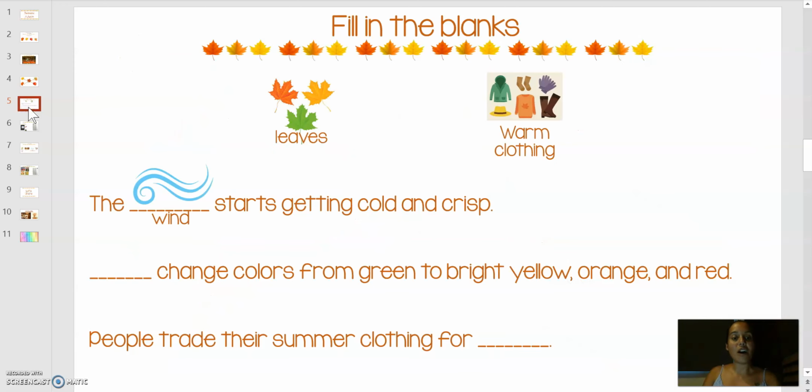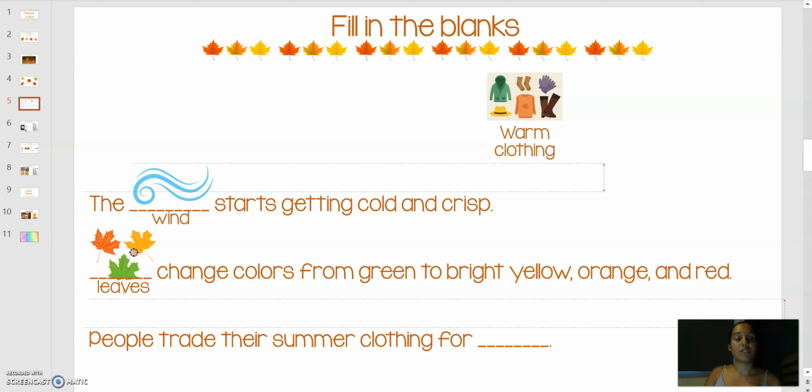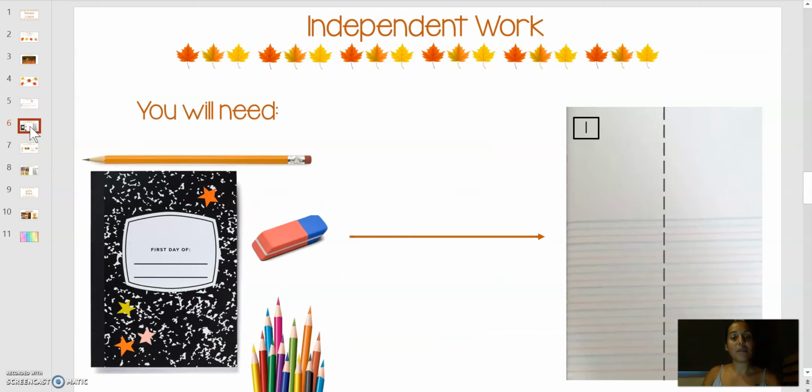Then we will move on to an inferencing exercise, where the students and I will complete a fill in the blank. I will read the sentence and the answers and have students choose the correct one. For example, blank, change colors from green to bright yellow, orange, and red. So in this case, the correct answer will be leaves. And I will do it just like this. After that, the students will then work independently.